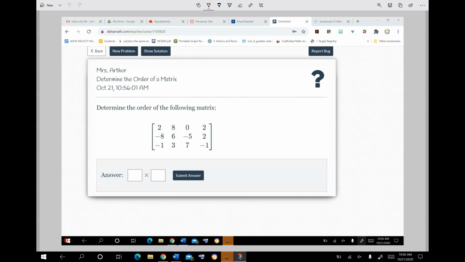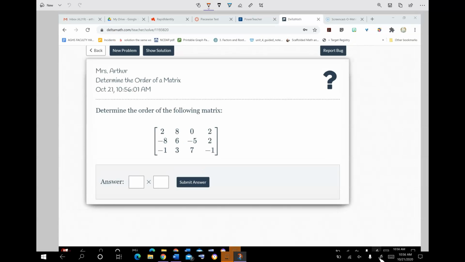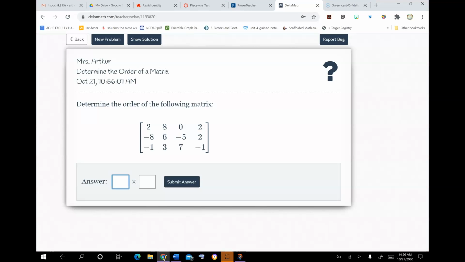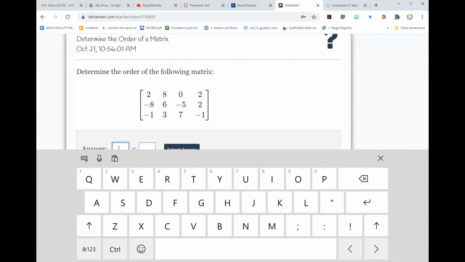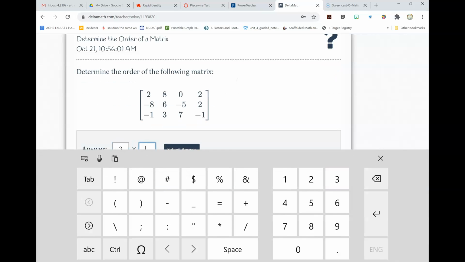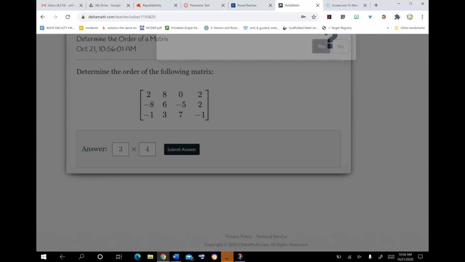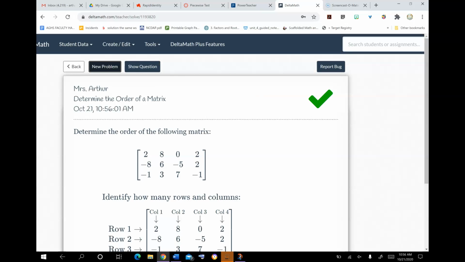All right, so I'm going to say it one more time. Determine the order. The order is your rows by your columns. So this has 3 rows and it has 4 columns. So this would be a 3 by 4. So we would type 3 by 4. And that's all you have to do for this section, okay?